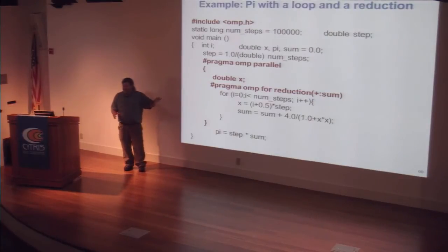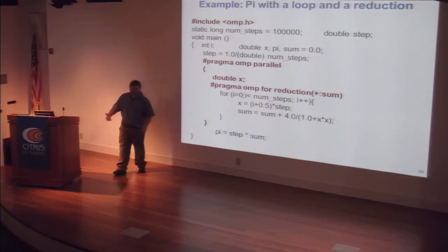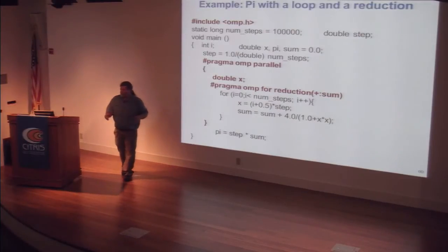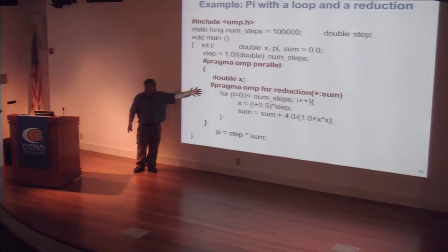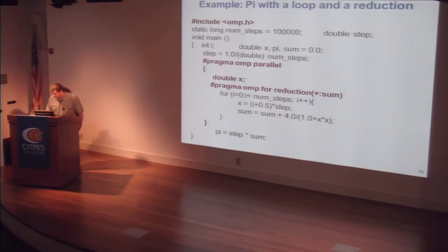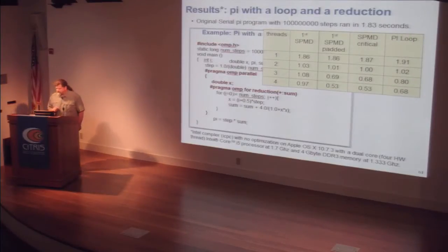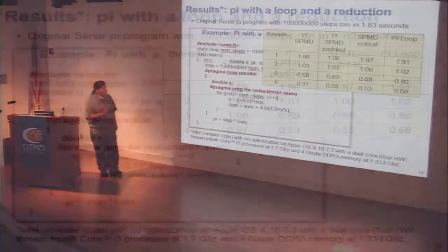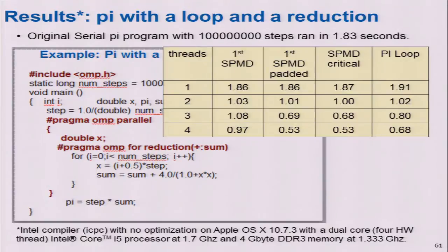And most of your codes were finite difference, finite element. You were marching over regular arrays. So loop-level parallelism was mostly what people were doing. So this works really, really well. All right. And you can see that my performance is pretty good. Not quite as good as the SPMD critical. And it turns out that I could play with the schedule and get that a little better.